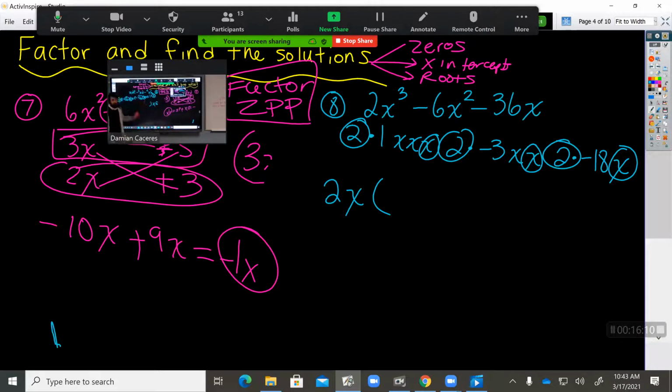So what did we not circle on the first term? Just the 2 x's. So x squared. What did we not circle on the second term? Negative 3x.